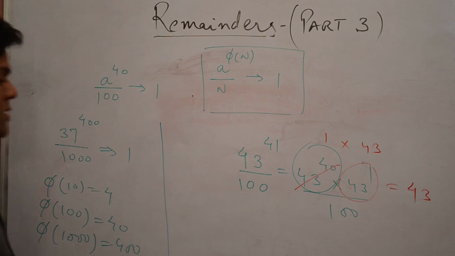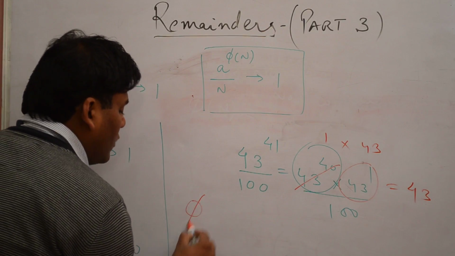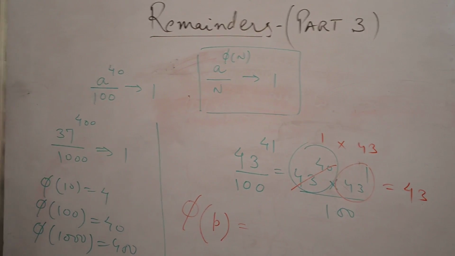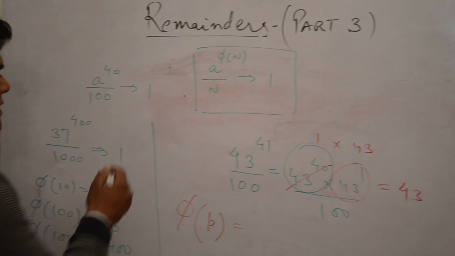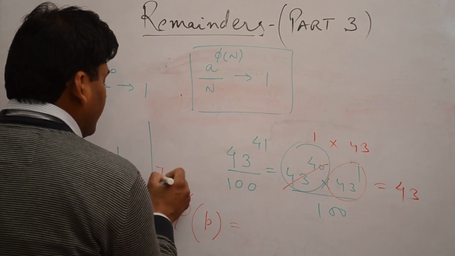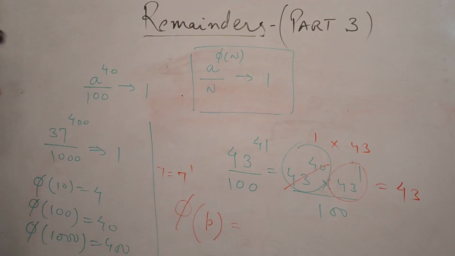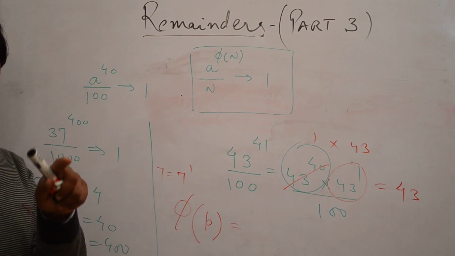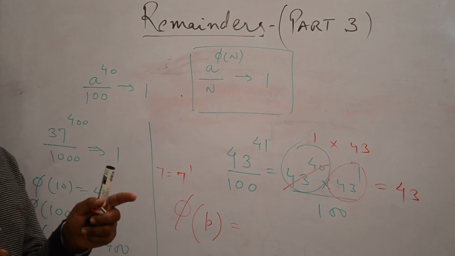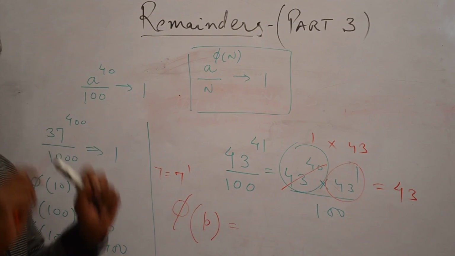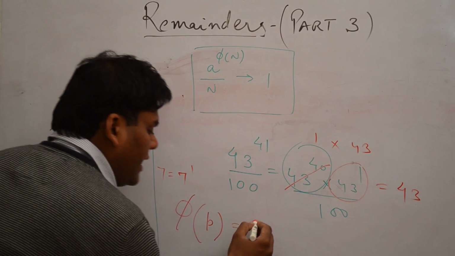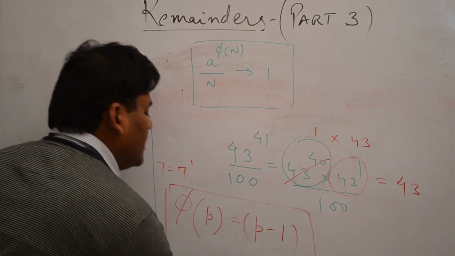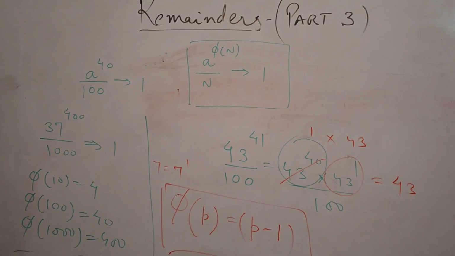Last point which can be memorized. What will be the Euler number of a prime number? Looks interesting. So if I have 7, how can I factorize 7? 7 to the power 1 only. If I go to the formula of Euler number, 7 into 1 minus 1 by 7, which gives you 6 by 7. So 7 cancels out, so you are left with 6. So can I say Euler number of a prime number will always be 1 less than that?